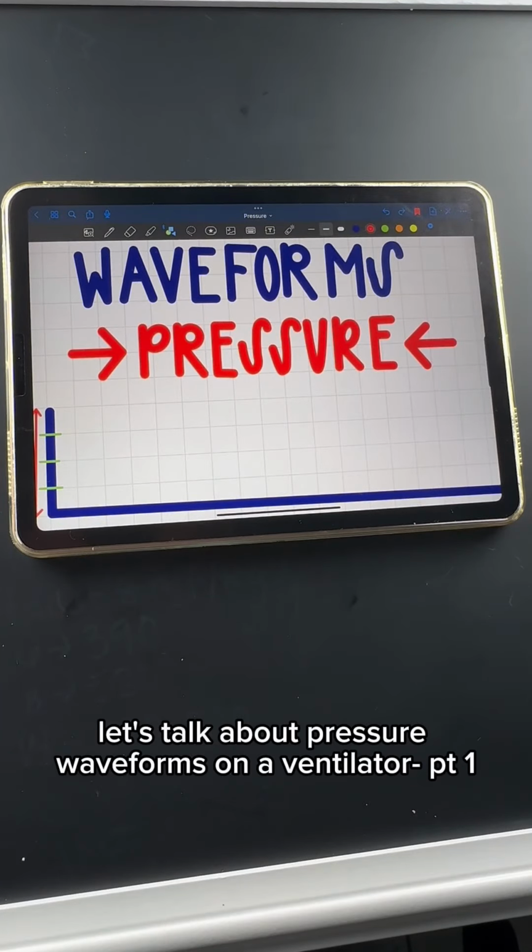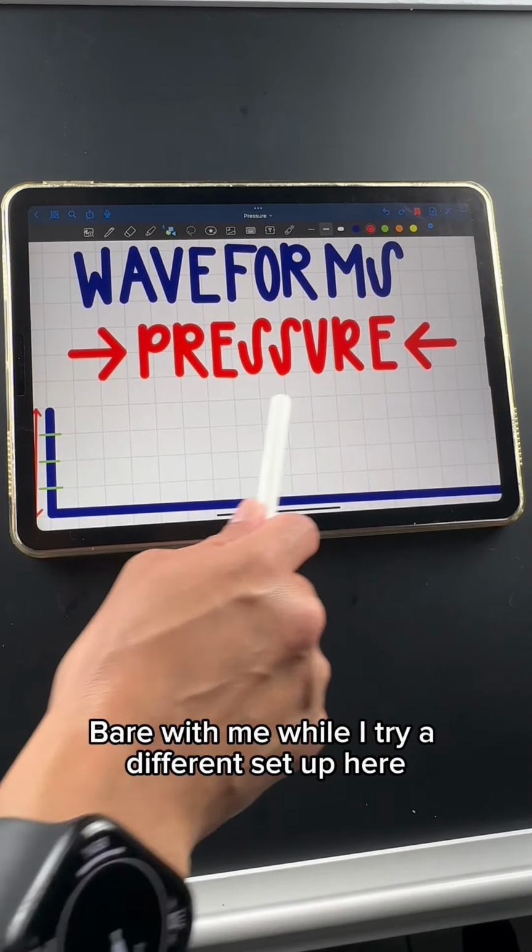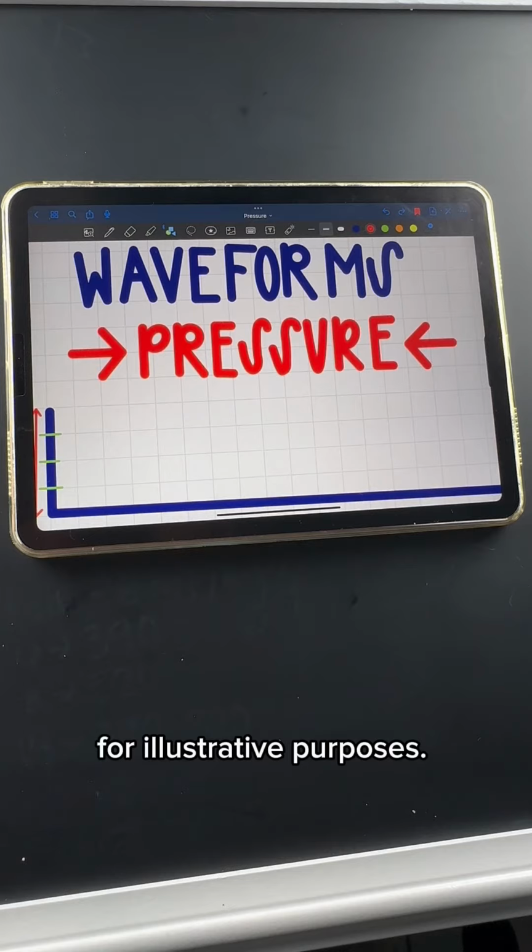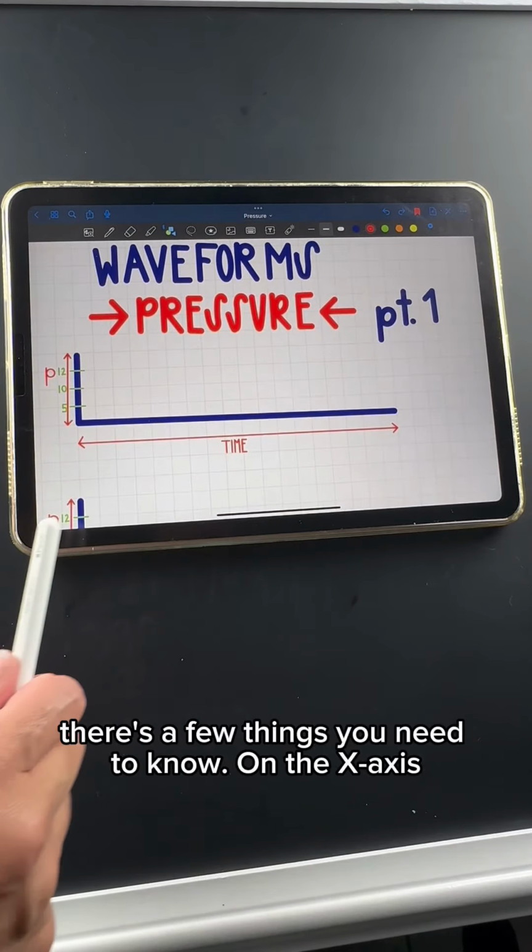All right, bestie, let's talk about pressure waveforms on a ventilator, part one. Bear with me while I try a different setup here for illustrative purposes. So for a pressure graphic, there's a few things you need to know.